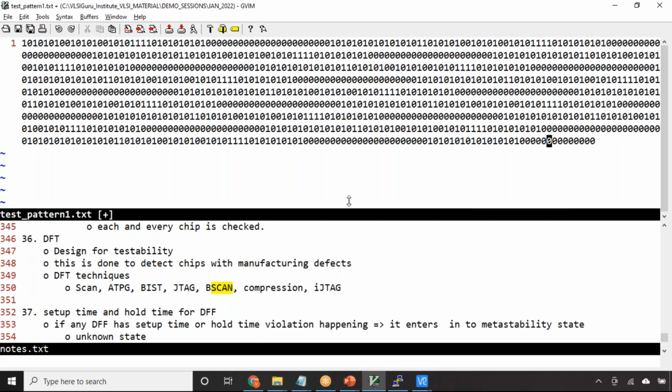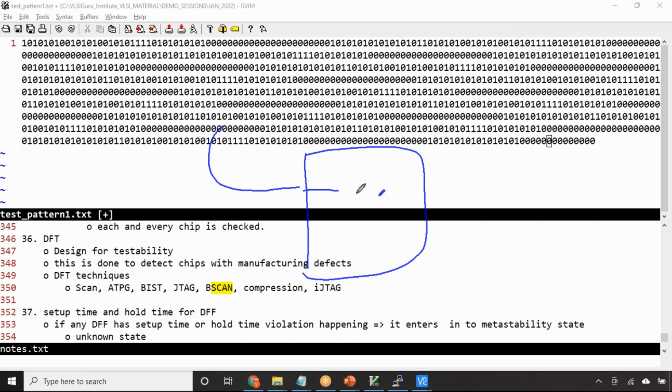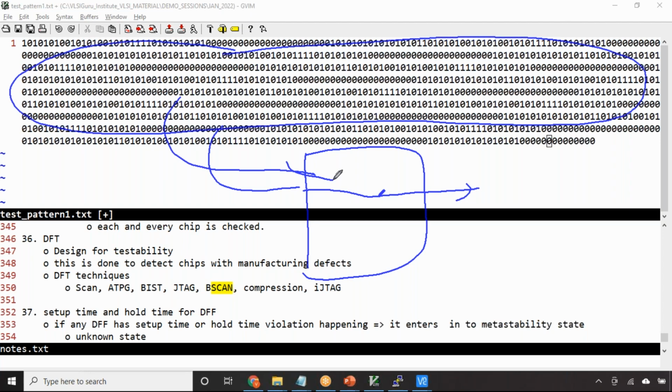Applying these patterns, they will be able to detect defects. If I apply this pattern and there is any defect here, it will tell me that this part of the logic has gone wrong. I'm not giving you the in-depth details of the whole thing, but you should get a bigger-level picture. If you apply this input, the output will tell me whether this is good or bad.